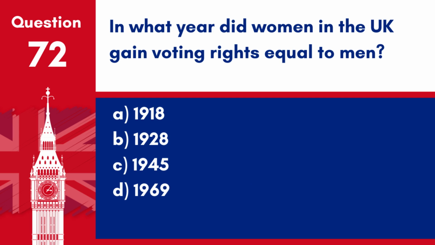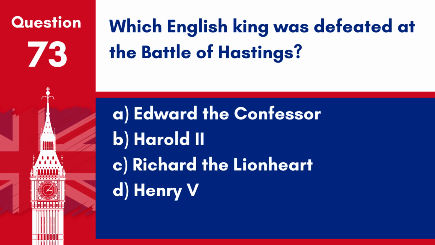Question 72. In what year did women in the UK gain voting rights equal to men? A. 1918. B. 1928. C. 1945. D. 1969. Answer. B. 1928. The Representation of the People (Equal Franchise) Act 1928 granted women voting rights on the same terms as men for the first time in the UK.